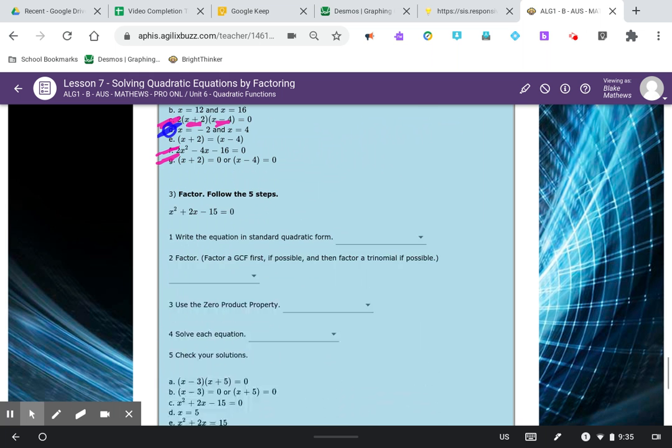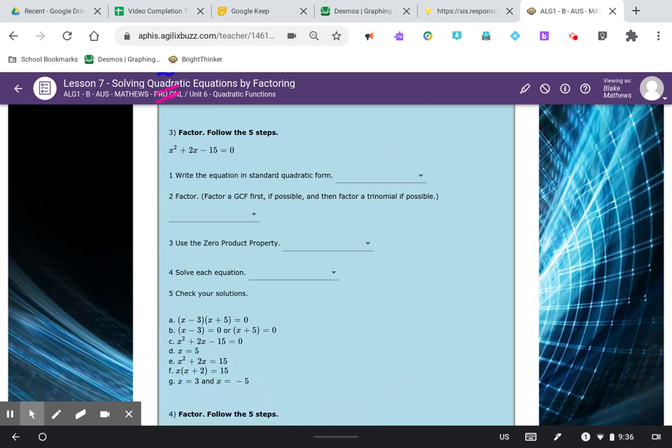So let's keep going. Let's try to do this without really thinking through too much of the actual factoring and just kind of use our answer choices to our advantage. So write the equation in standard form. Great news, it's already in standard form. So we are going to rewrite the same equation. It's already set equal to 0. So that's answer choice C.